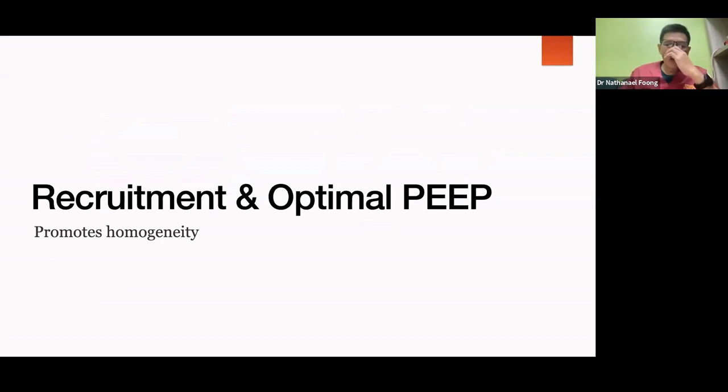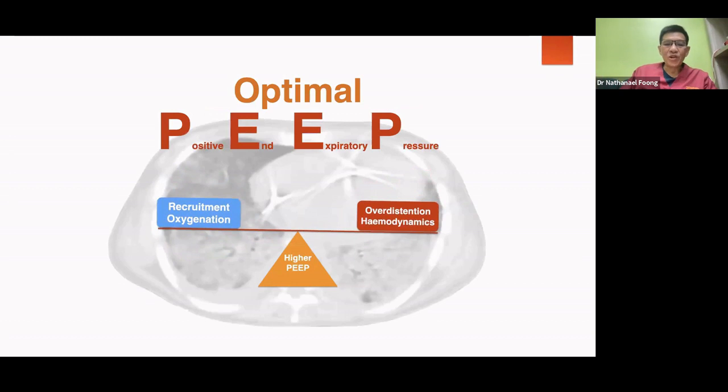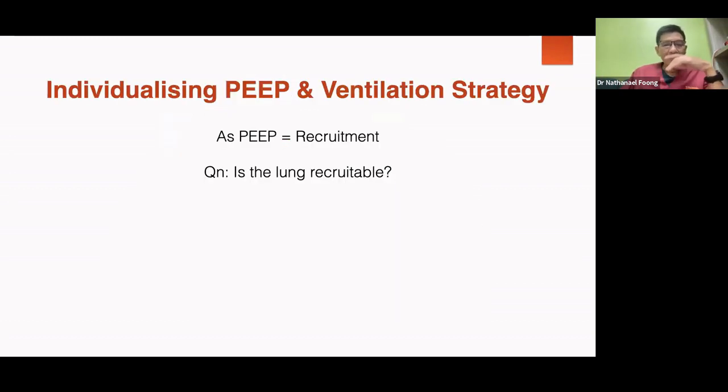Right, and recruitment and optimal PEEP is something that is a bit difficult to actually speak on, because most of us do practice recruitment maneuvers, but we practice them now with more caution, right? But we know that if the lung is recruited and we provide optimal PEEP, the lung becomes more homogeneous and hence less lung injury, right? So there is a balance between recruitment, oxygenation, overdistension, and hemodynamics. Where do we stand?